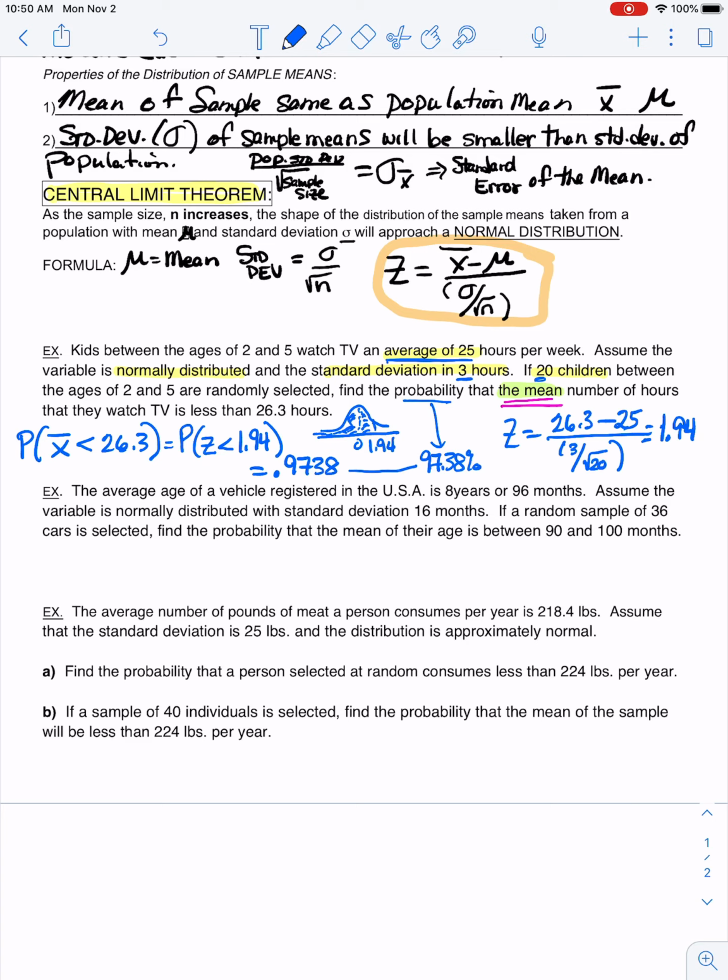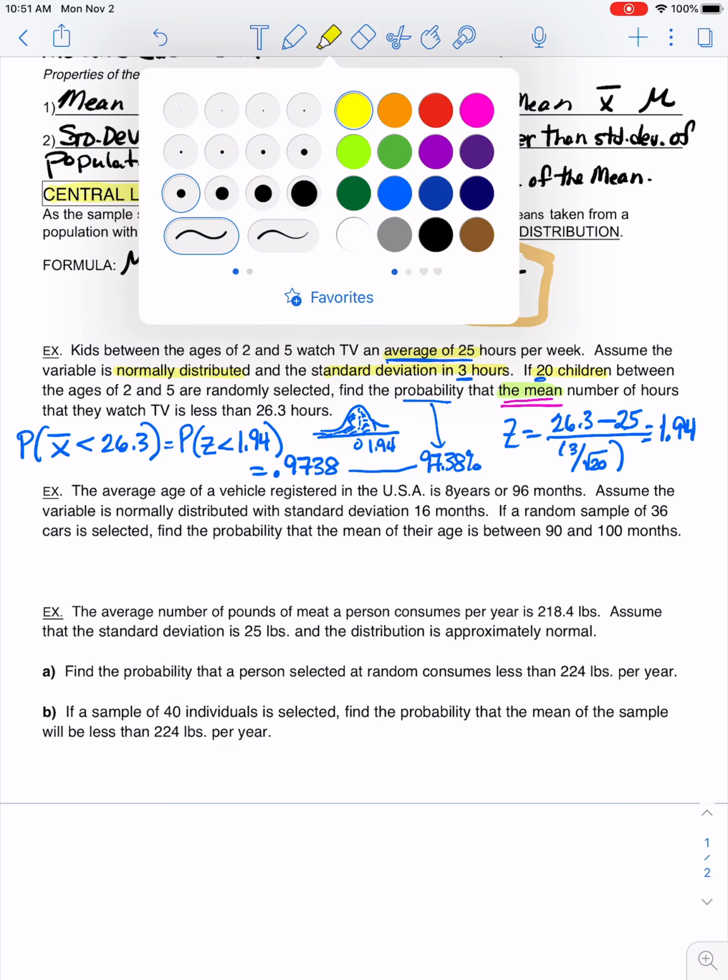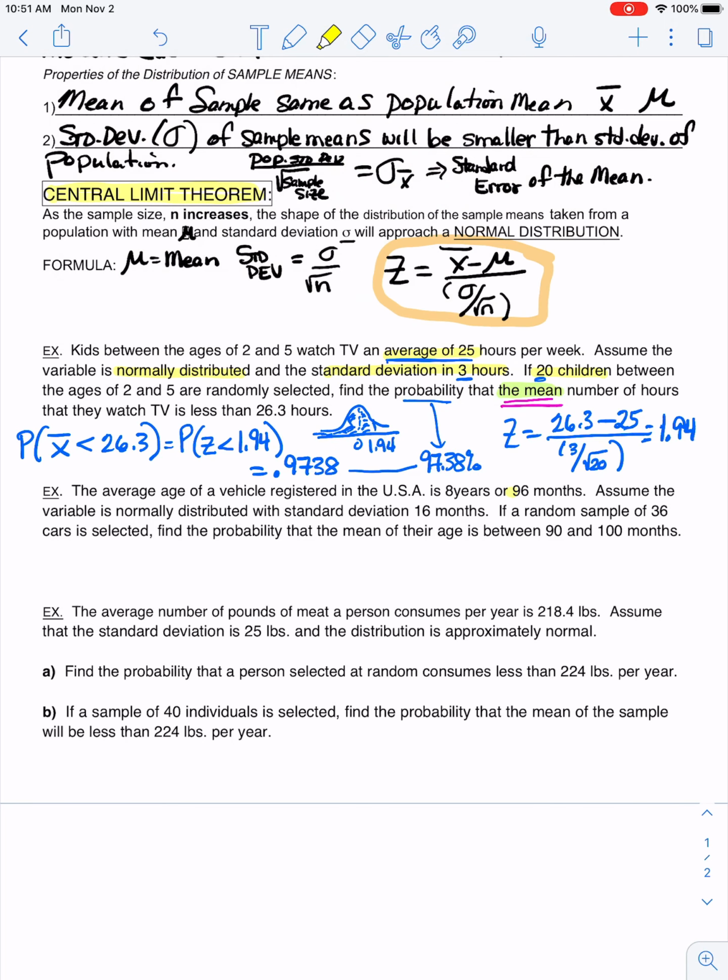All right, let's go again. The average age of a vehicle registered in the United States is 8 years or 96 months. Okay, so average age, 96 months. Average 96, that's your mu. Assume the variable is normally distributed with a standard deviation of 16, and again, months. If a random sample of 36 cars is selected, okay, that should be your n.